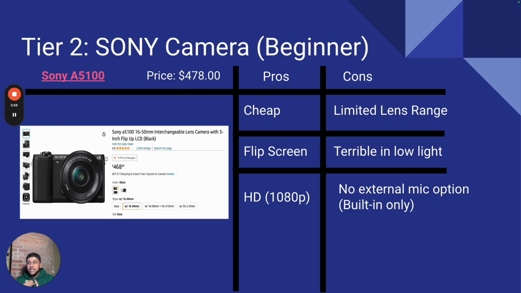The second con is that it's terrible in low light. So for example, if you don't have a ring light or a box light, or you're just recording at night where there isn't too much light, the camera will perform very poorly. The third con to it is that it doesn't have an external mic option. So it only has a built-in microphone, and the built-in microphone does not sound good, I'll be honest.